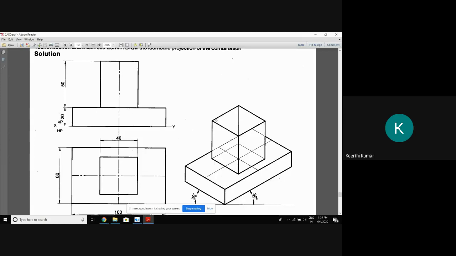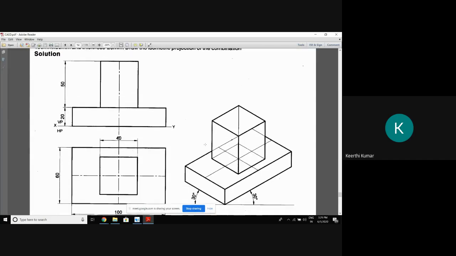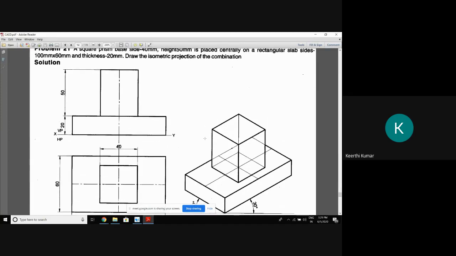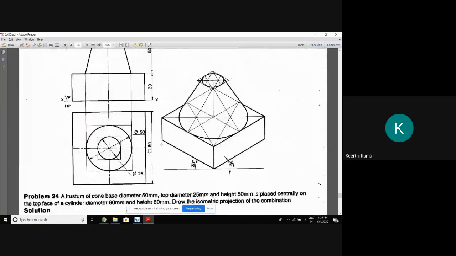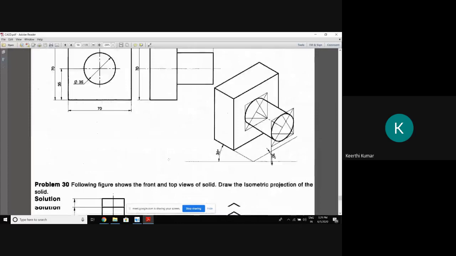Then make it visible. What are the visible lines? The top surface and vertical lines. See the visibility in this figure. Problem number 21: I want you to solve this problem. A rectangular slab of 60 into 100 mm, height 20 mm, with a square prism of base side 40, height 50 above it. Will you be able to draw? Can you draw the 21st problem? Yes, sir.